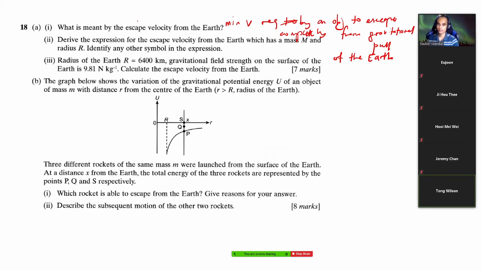18. That's all I know, sir. Okay. So actually, it's not very rigid. It's a loose answer. 18A2 is an expression for the escape velocity from the Earth which has mass m, radius r. So it's quite long because it has how many marks here? 7 marks, right? For 18A.